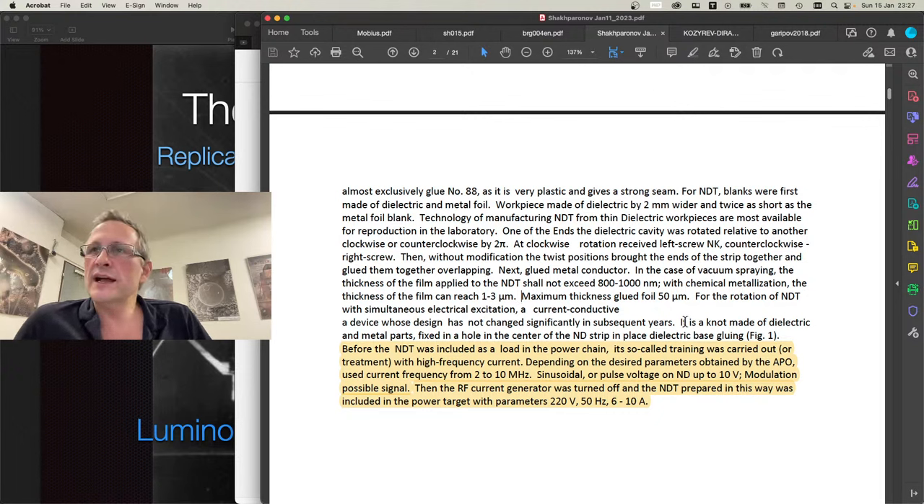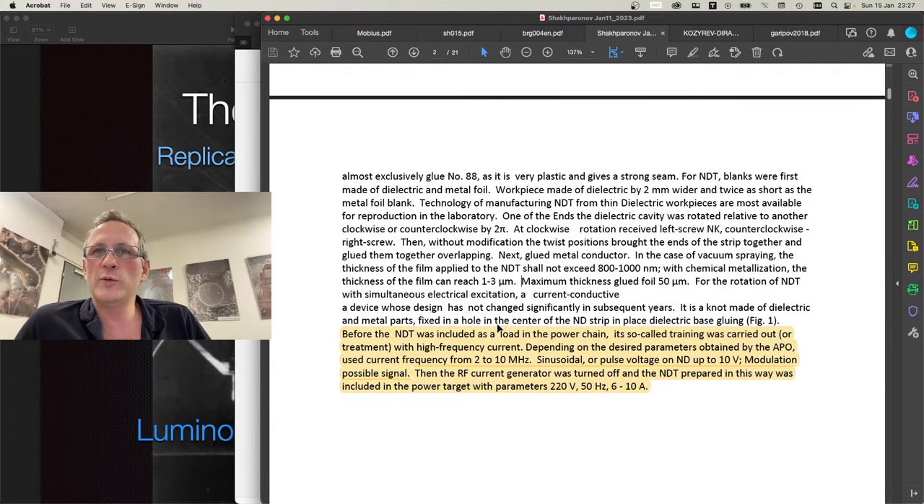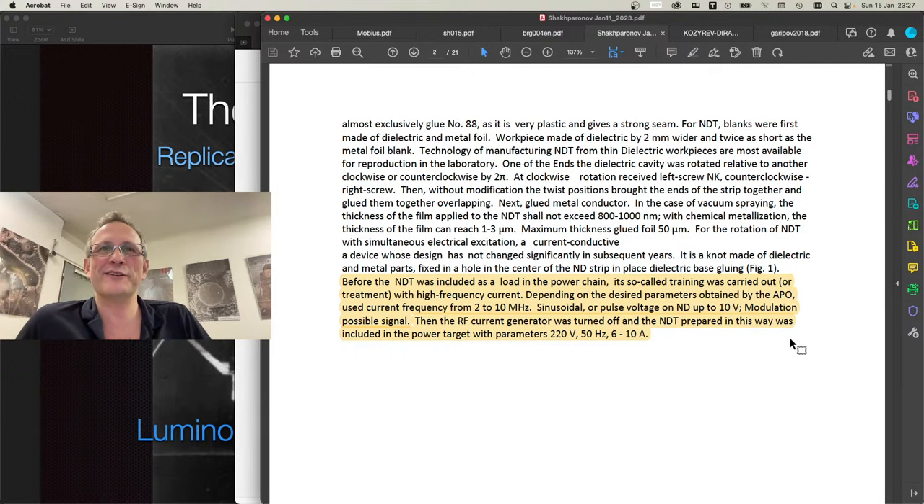Okay, so it is a knot made of dielectric and metal parts fixed in a hole in the center of the NDT strip in place of the dielectric base glue. God, that's terrible translation, so definitely needs it. Okay, so I've highlighted this for some reason.